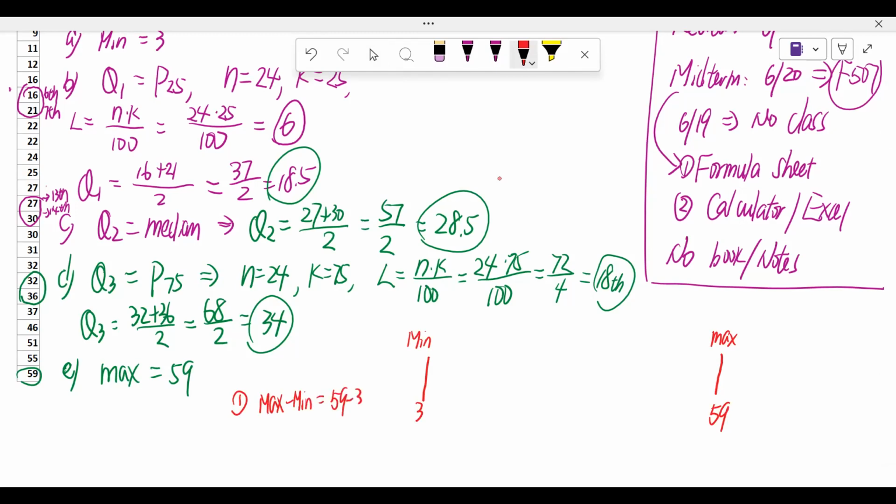Professor, the total, yeah, sure, go ahead. I have questions about the median. Why is it supposed to be 27 plus 30? Because 27 is the 12th number. No, the 13th number. Yes, but 30 will be the 14th number. Yes, the 13th and the 14th. Those are the middle two.